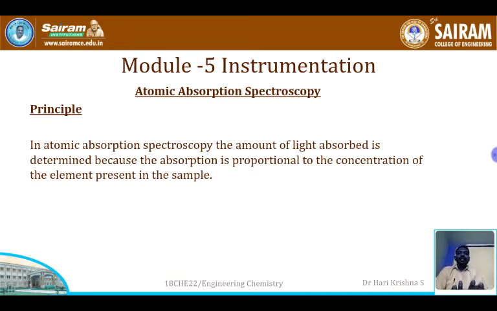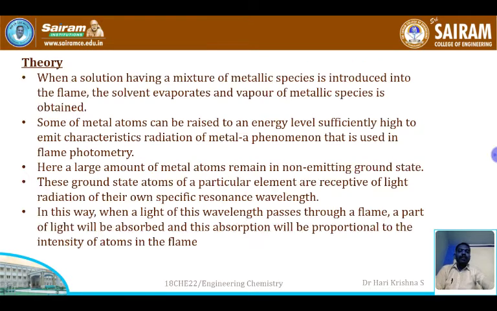The main principle in atomic absorption spectroscopy is that the amount of light which is absorbed is determined, because the absorbed light is directly proportional to the concentration of the element or elements which are present in the sample. This is a simple principle. We'll see what is the theory behind this.